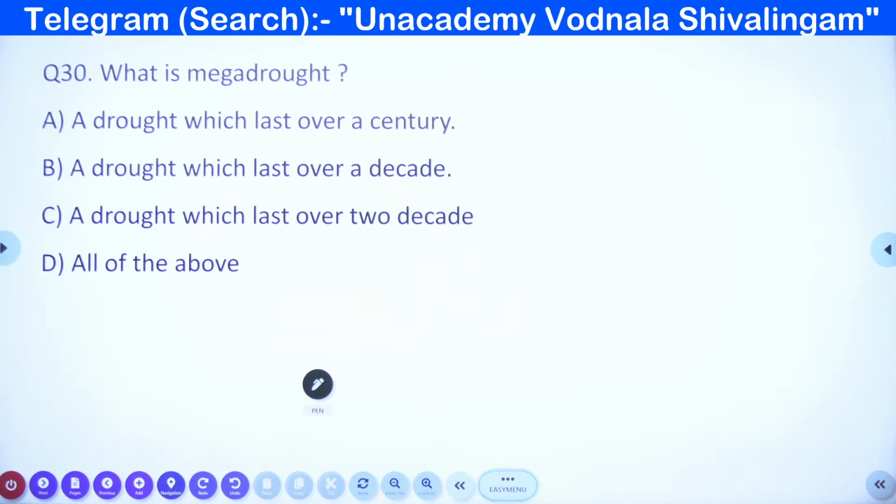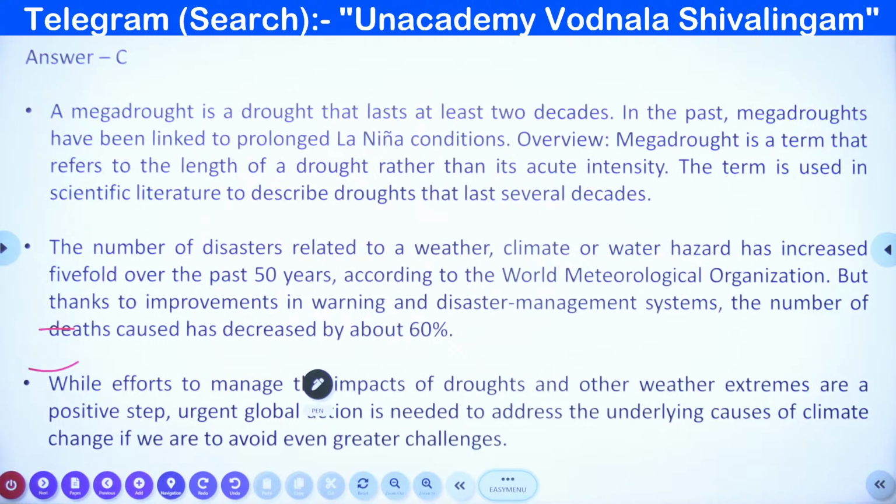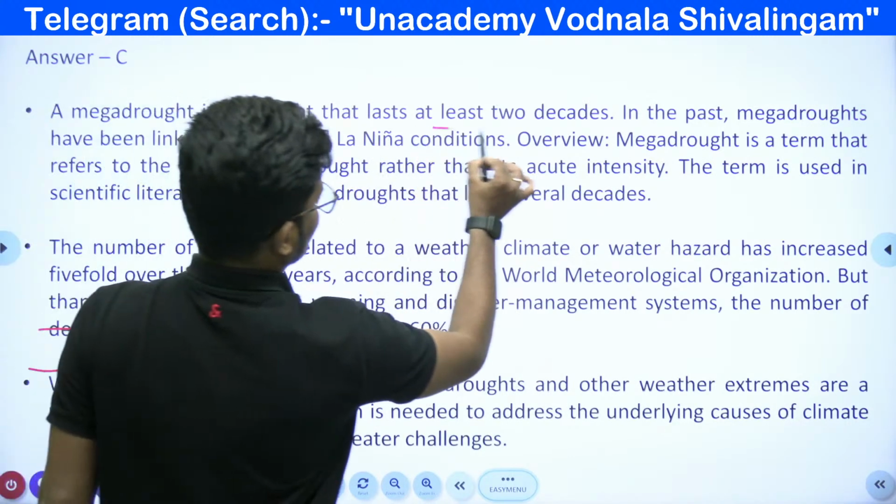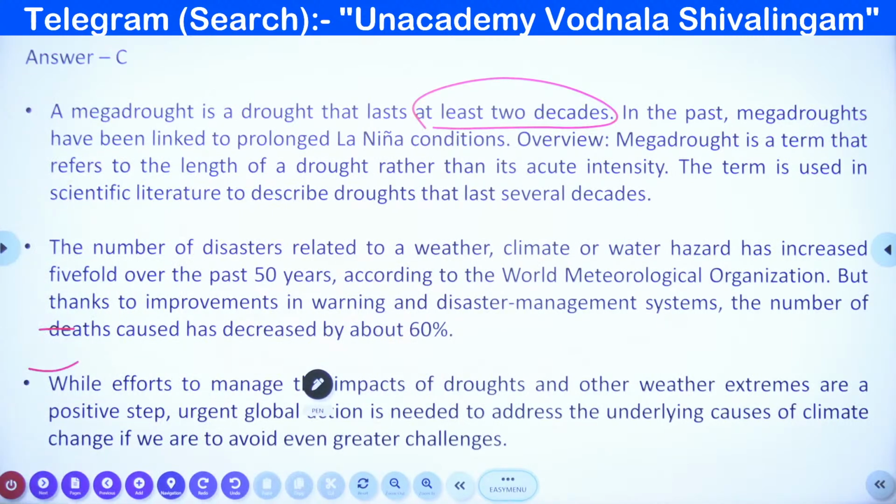What is mega drought? Option C is the given answer. A drought which lasts over 2 decades. Mega means a longer period of time. It's a drought of at least 2 decades. This has been linked to prolonged droughts.